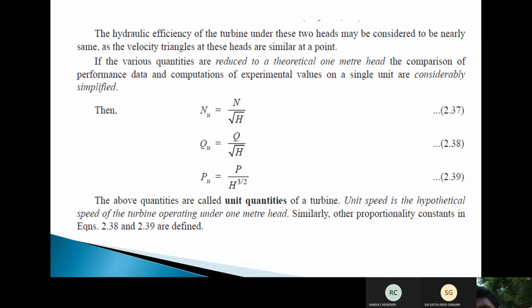High head turbines means Pelton wheel. Medium head turbines means Francis turbine. Low head turbine means Kaplan turbine. Similarly, low speed is Pelton wheel, medium speed is Francis, high speed is Kaplan. These are the most important topics: classifications of turbines and define a turbine.